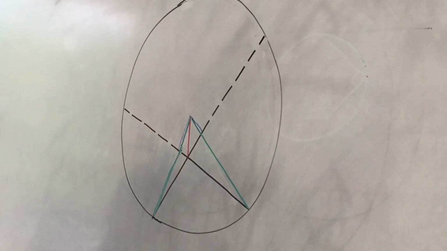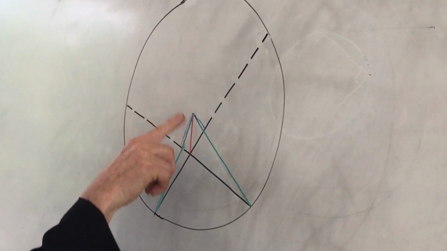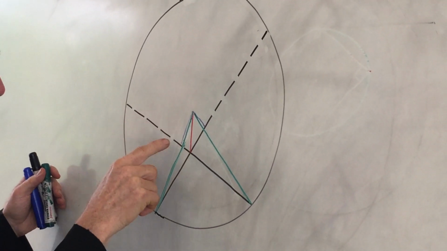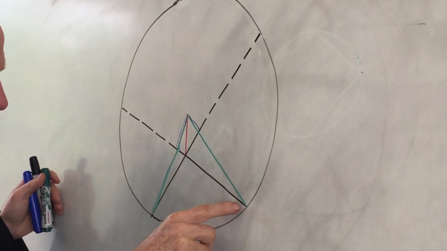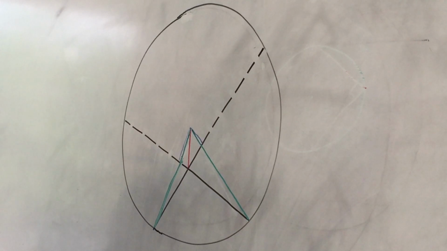So these two green lines are equal. Well, if they're equal, the squares on them are equal. So the square on this is equal to the square on this. But the square on this was proven equal to the rectangle contained by this and this, plus the square on this red line that's dropped at the cutting point from the center.